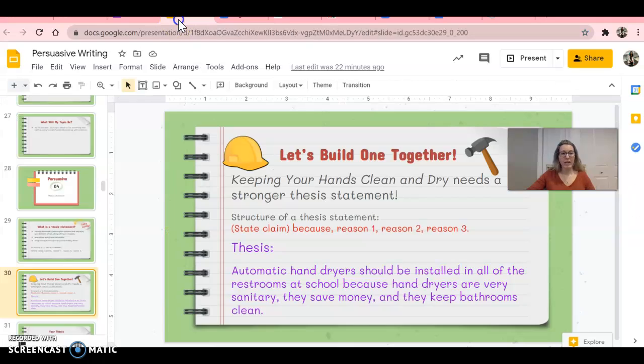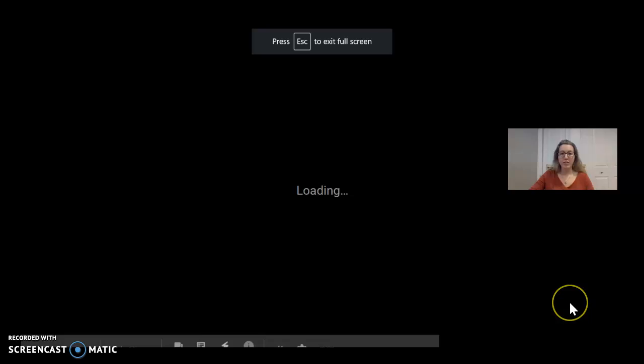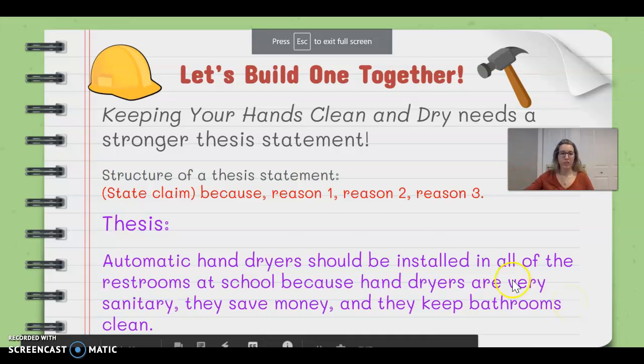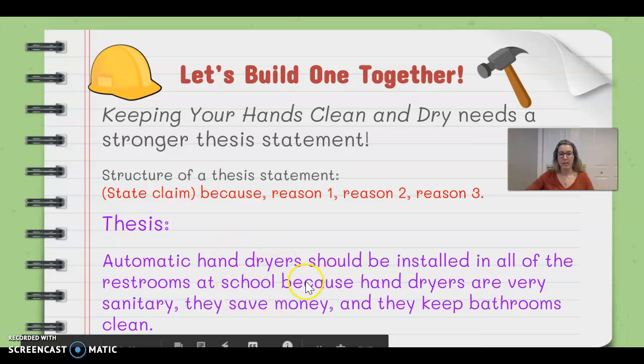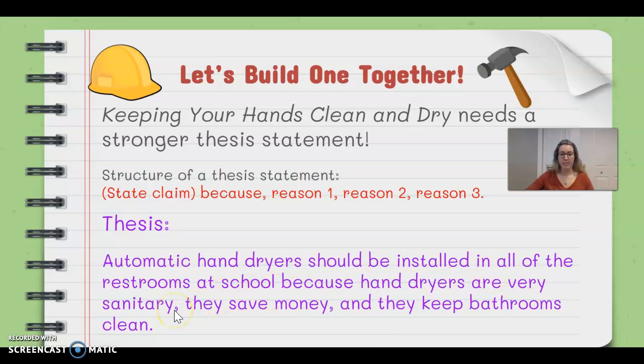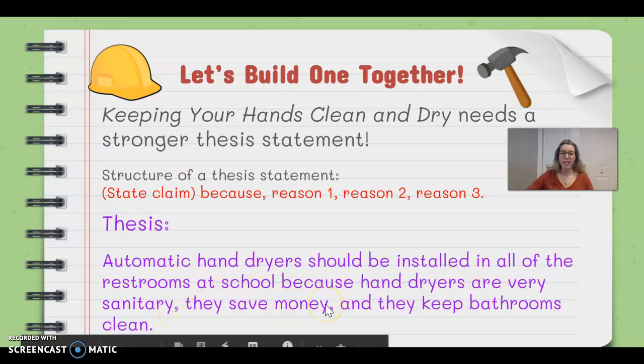So I've gone ahead and written an example of a thesis statement so that you could see what I mean by the structure. So first off, we have the claim. Automatic hand dryers should be installed in all of the restrooms at school. That is the claim. That's what the author is trying to say. Because, reason number 1, hand dryers are very sanitary. Reason number 2, they save money. And reason number 3, they keep bathrooms clean.